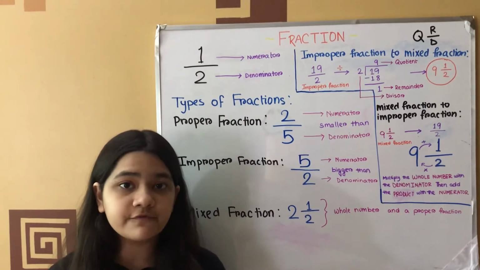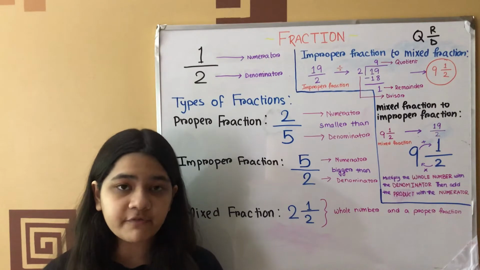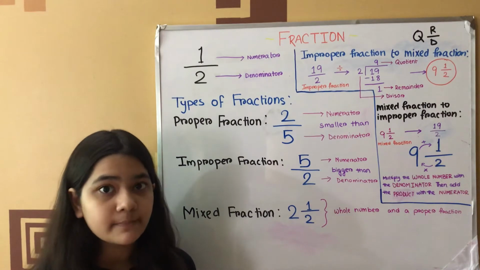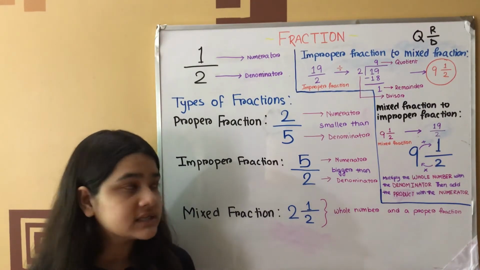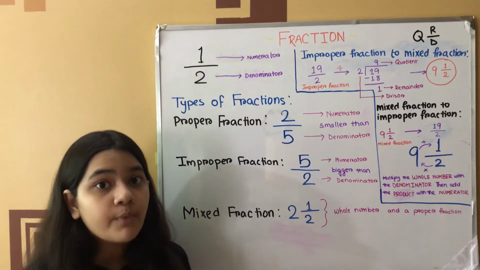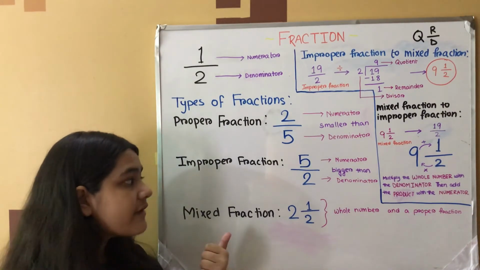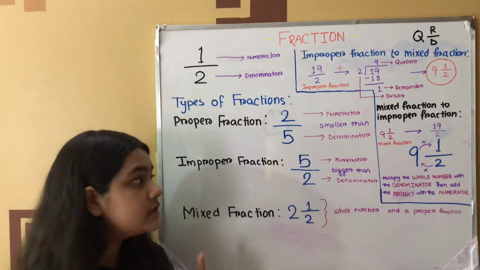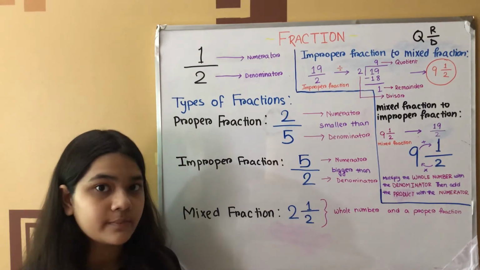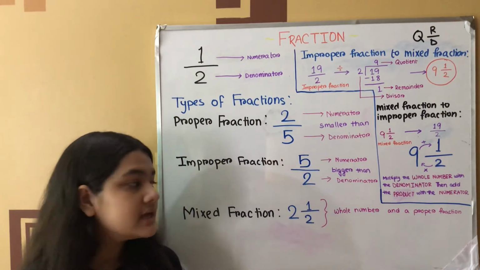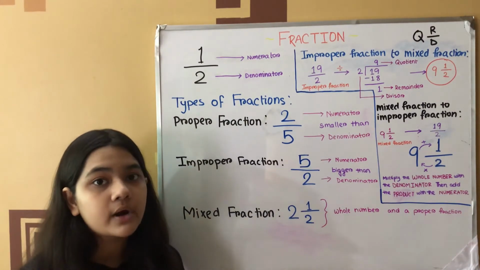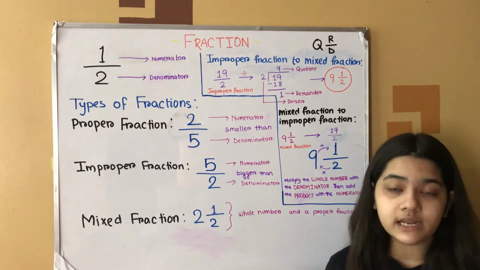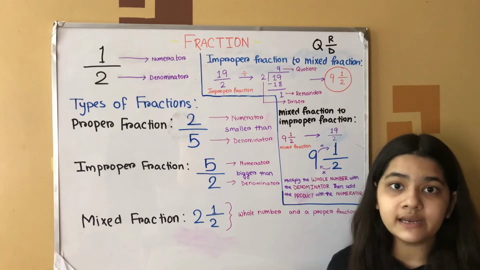There are three types of fractions: proper fraction, improper fraction and mixed fraction. 2 by 5 is an example of a proper fraction. We can understand that a fraction is a proper fraction when we see that the numerator is smaller than the denominator. And 5 by 2 is an example of an improper fraction. We can understand that when the numerator is bigger than the denominator. And a mixed fraction is a mix of a whole number and a proper fraction. We can convert an improper fraction to a mixed fraction and convert a mixed fraction to an improper fraction.